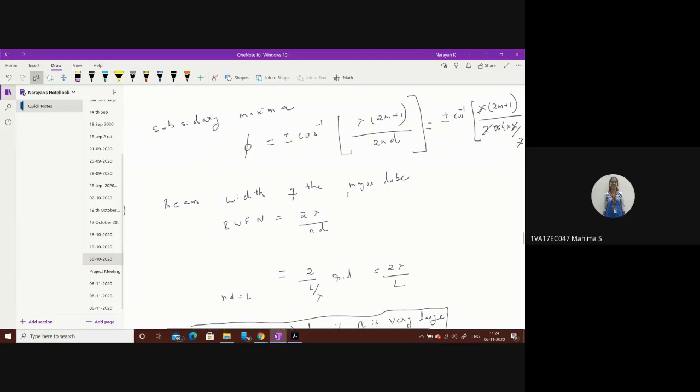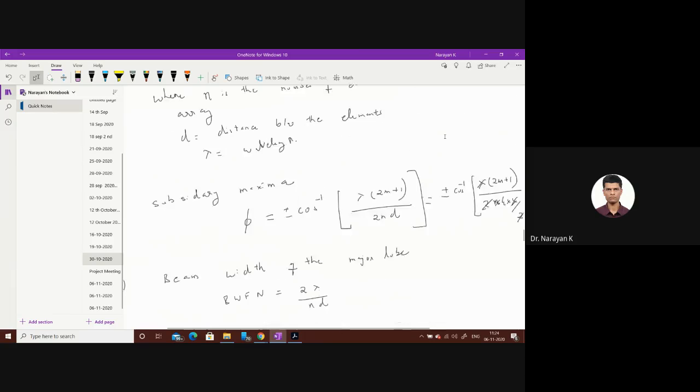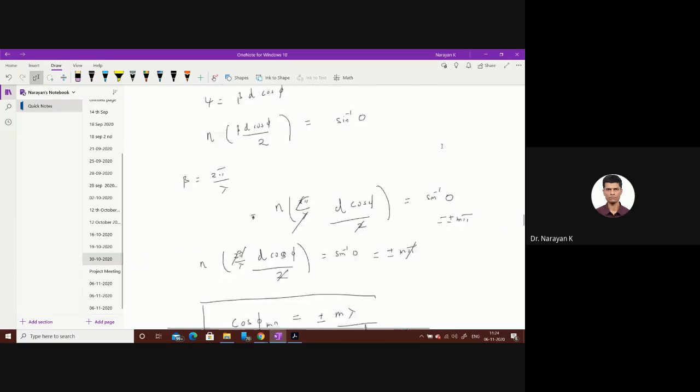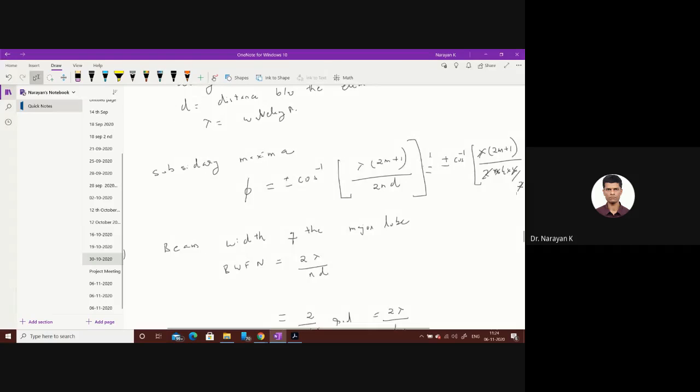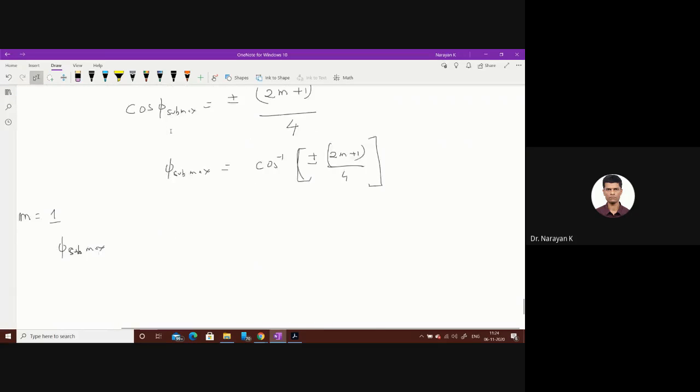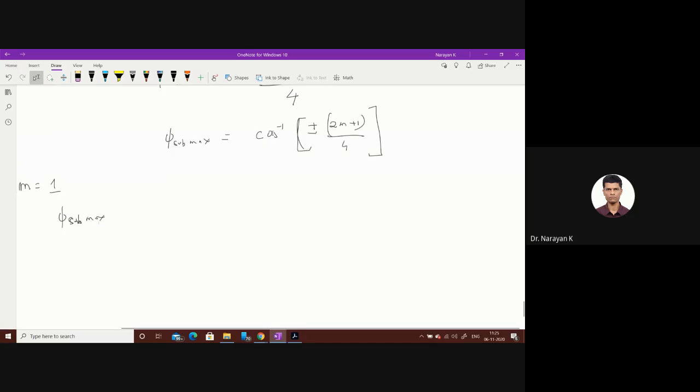Is it clear? Yes, sir. What we have done in the previous class on 30th October for subsidiary maximum for broadside array, this is the equation. If you know this equation, you can use it directly instead of deriving it once again. Now my question is, why have we derived once again instead of using it directly?